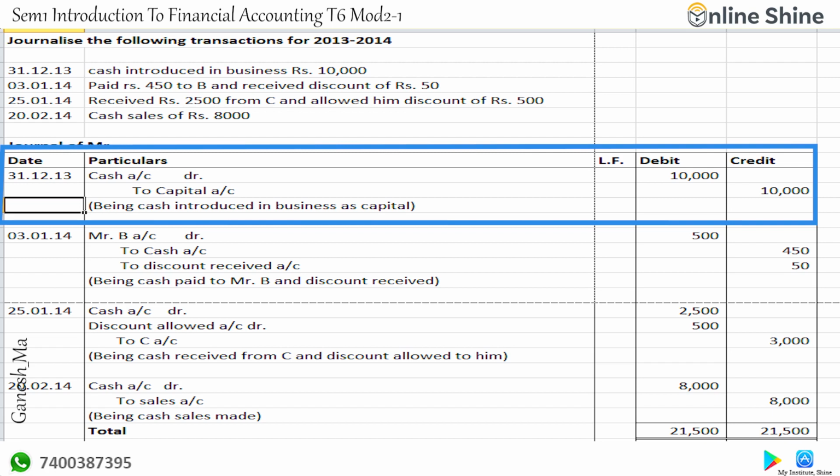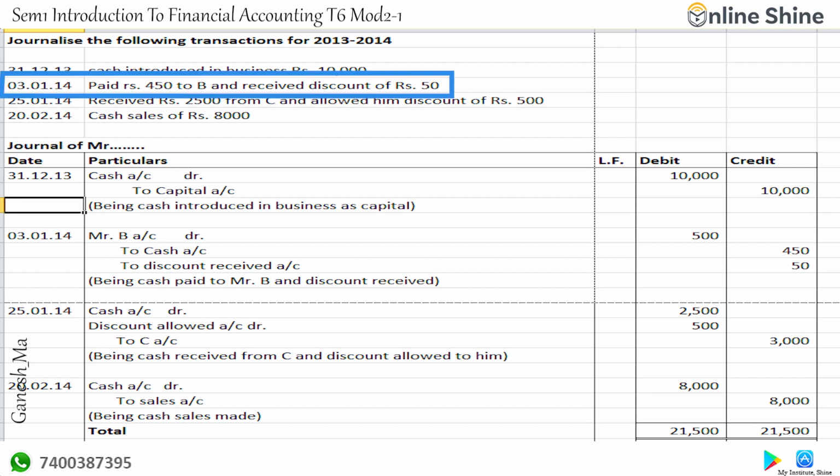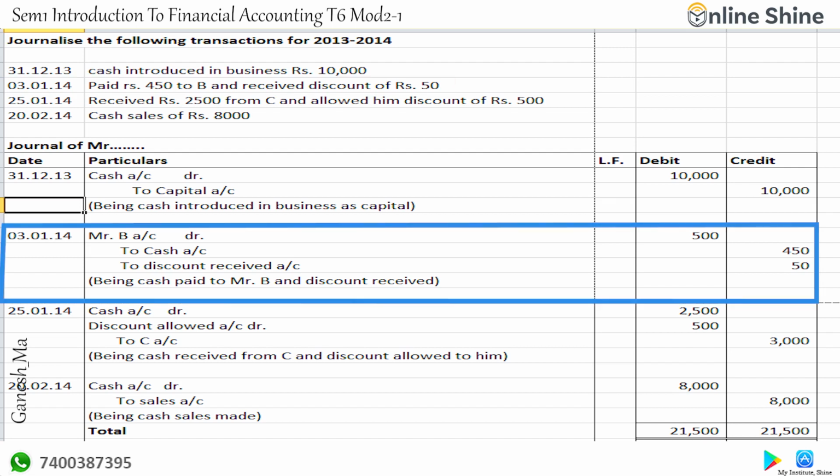See the next entry is on 3rd of January. Paid rupees 450 to Mr. B and received a discount of rupees 50. Now here we have paid a cash of rupees 450 and while paying that 450, I have received a discount of rupees 50. Now to whom have I paid the cash? Mr. B. Now Mr. B is the receiver. So Mr. B account debit, in debit I will mention 500 rupees. Second, I have paid a cash. So my cash has gone out.